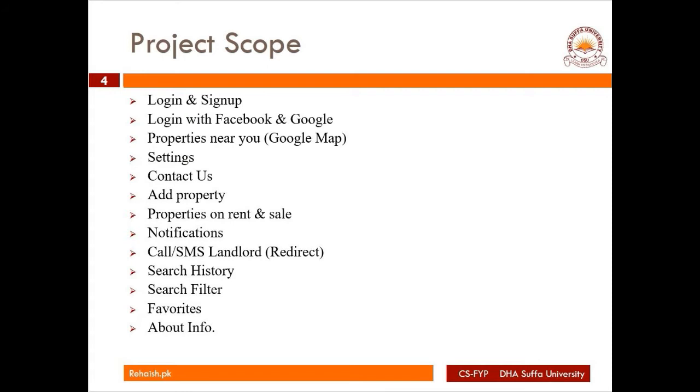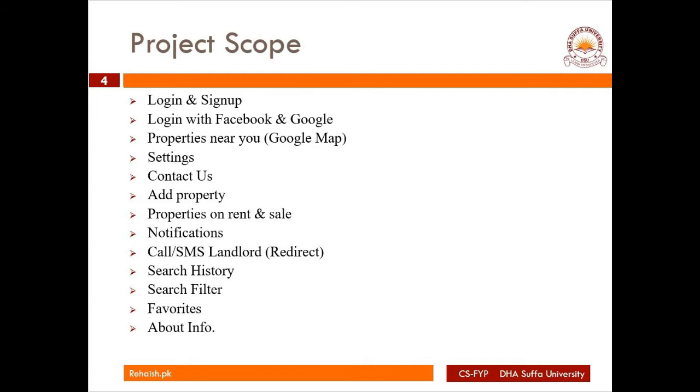Users will be notified of their properties being uploaded on their account on the application. And we have call SMS landlord, and we have search history. Whatever the user has searched in the past will be displayed to him in the history. Then we have search filter. You can add different filters into the filter search, and you will be shown the properties that you want to search for, according to your budget and according to your criteria. And then we have favorites and about info, meaning what the application is about and our team and all that.